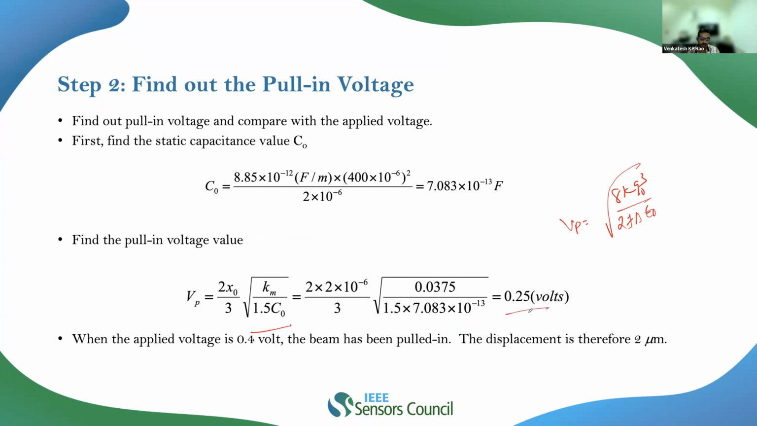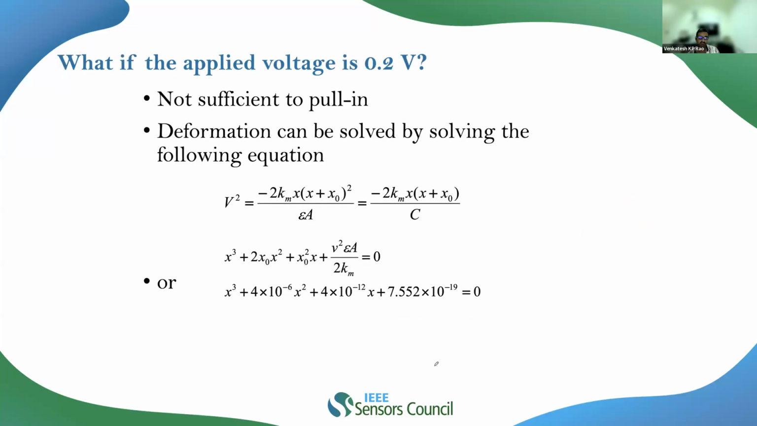Then you can see that the pulling voltage comes out to be 0.25 volts. Now, if the applied voltage is 0.4 volts, since it is greater than the pulling voltage, naturally you will get the complete deformation of the structure. Then what would be the deformation you will get once you apply around 0.2 volts?